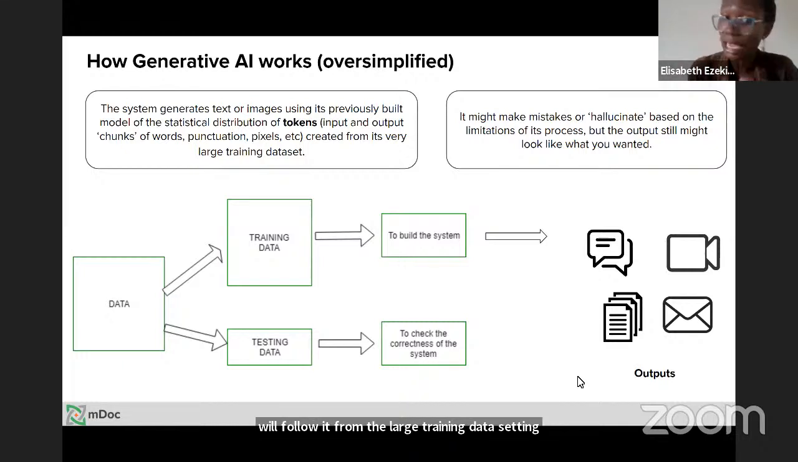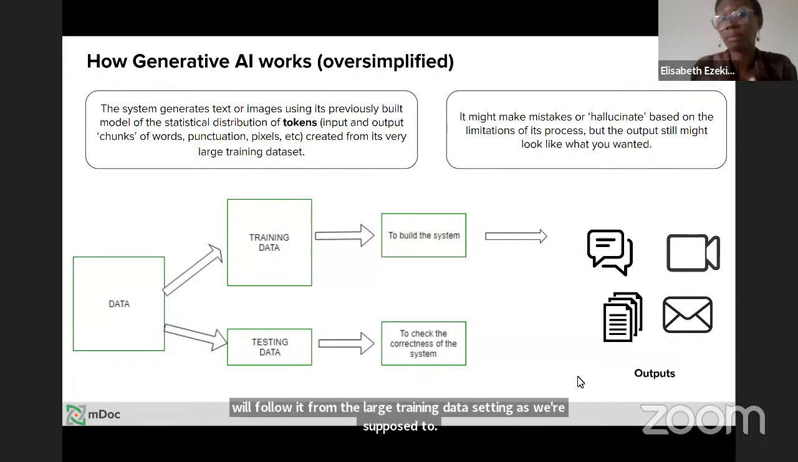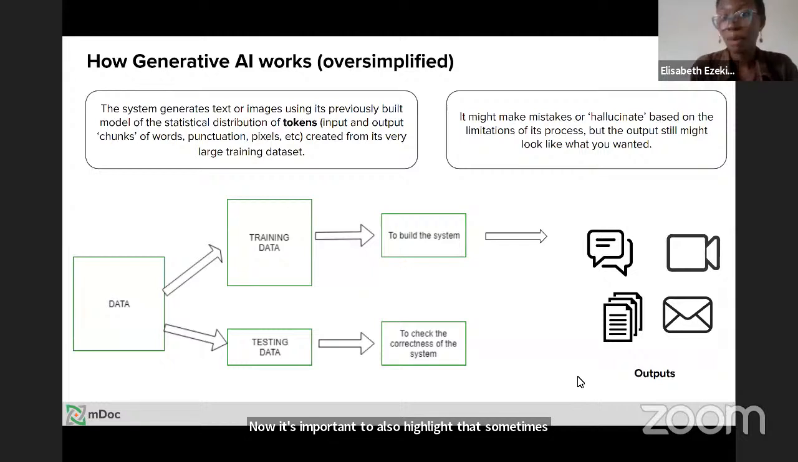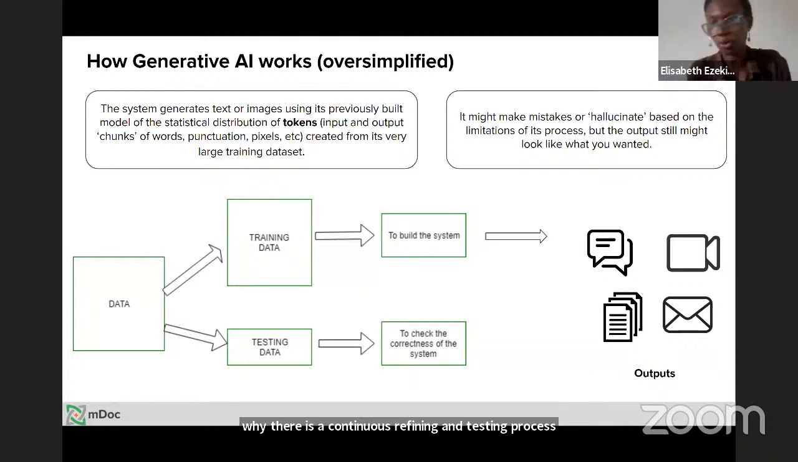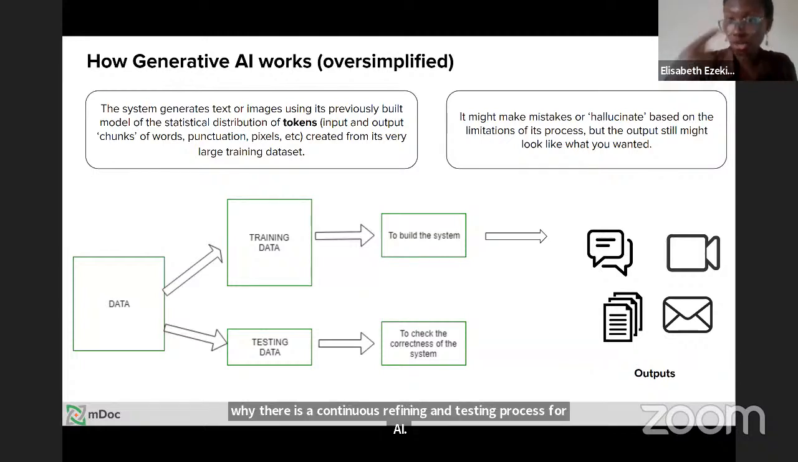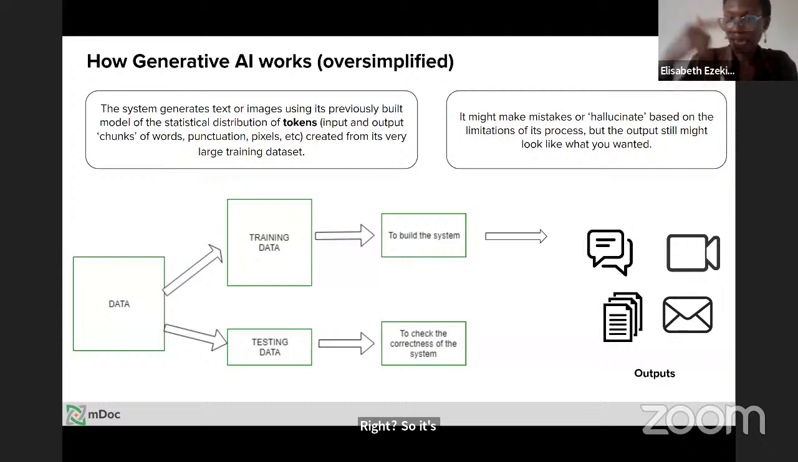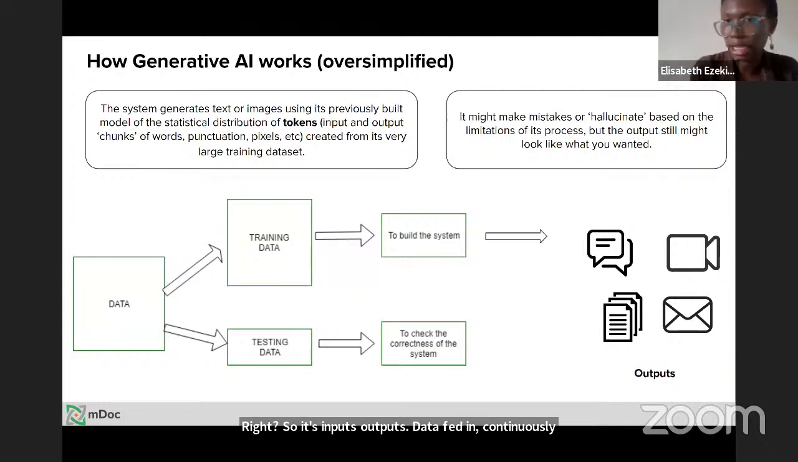Now, it's important to also highlight that sometimes the systems can make mistakes or hallucinate based on the limitations of this process, but the output will still look like what you wanted, which is why there is a continuous refining and testing process for AI. So it's input, output, data fed in, continuously trained, tested, exposed to large training data sets, and then you're able to check the correction for that. Next slide, please.